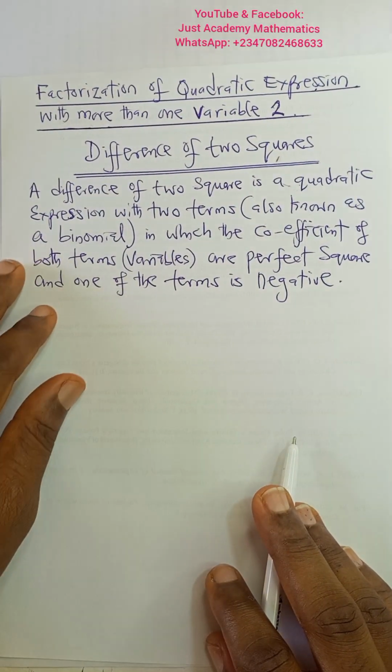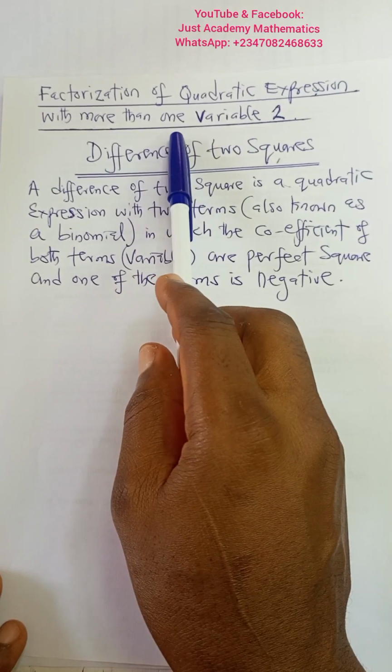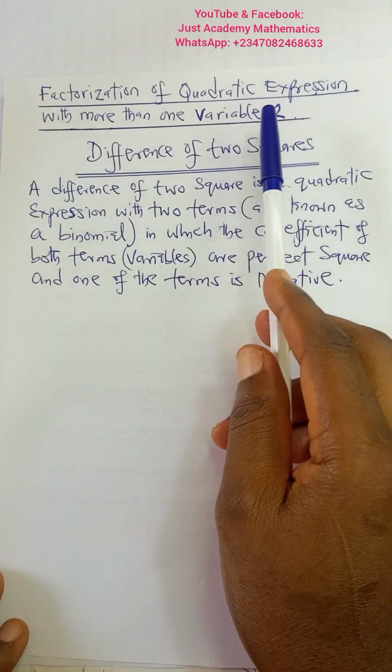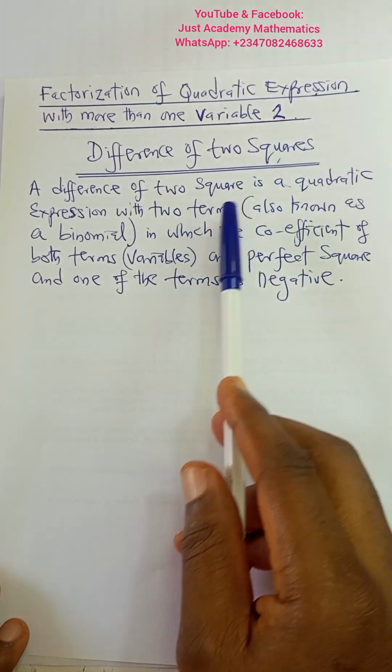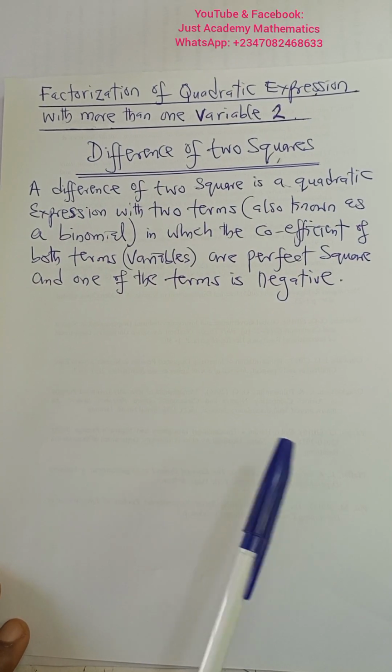Now let's go straight to business. Factorization of quadratic expression with more than one variable, and we are concentrating on difference of two square, but I will give one or two examples that has to do with a variable.